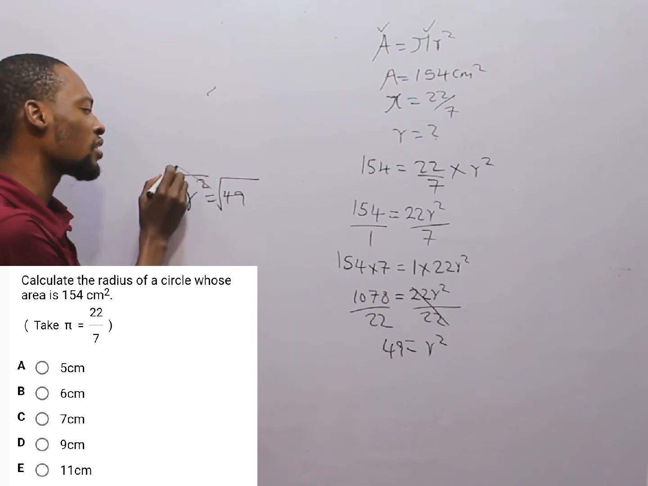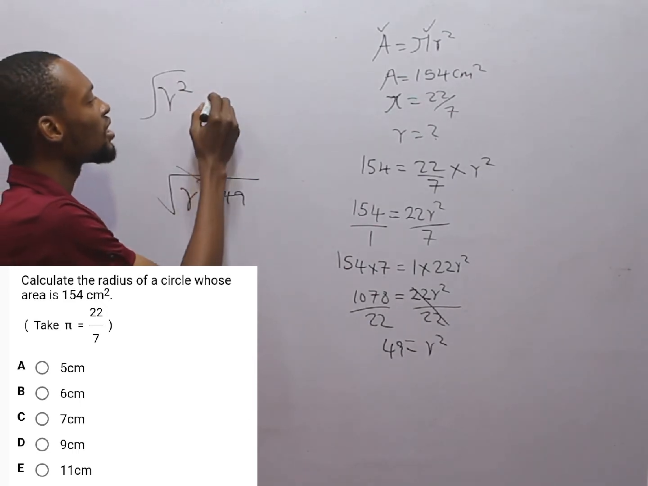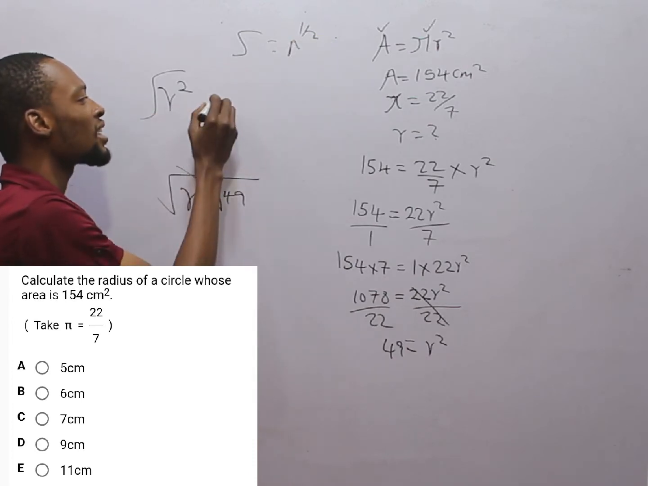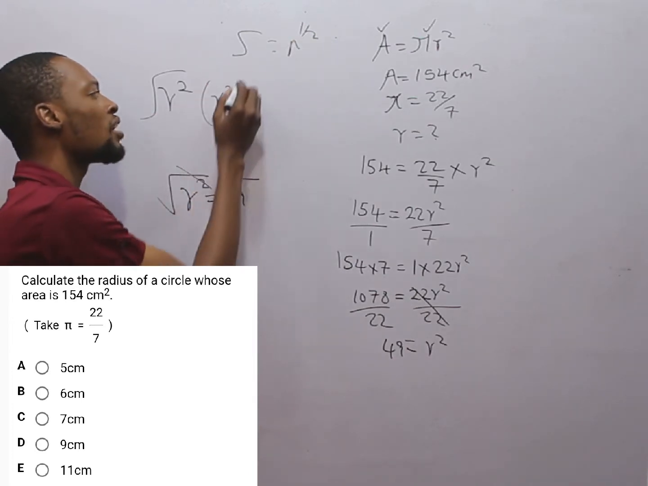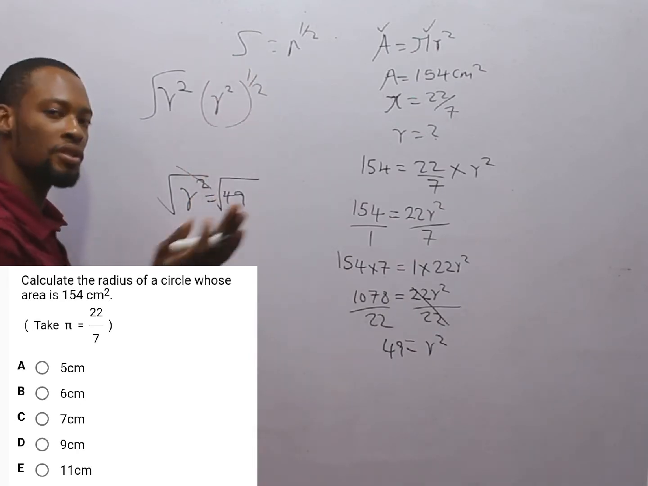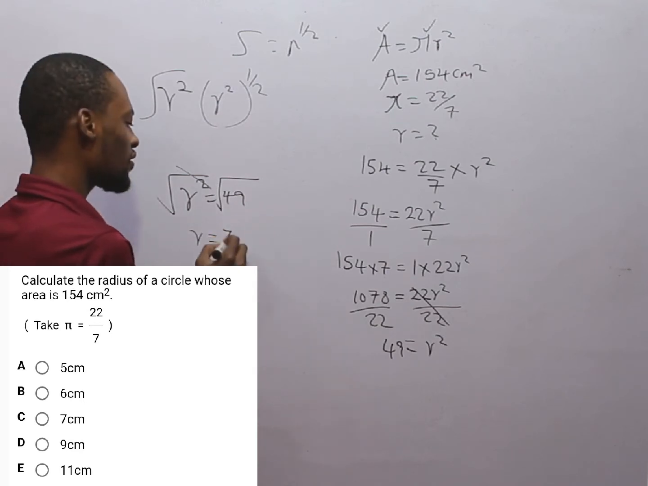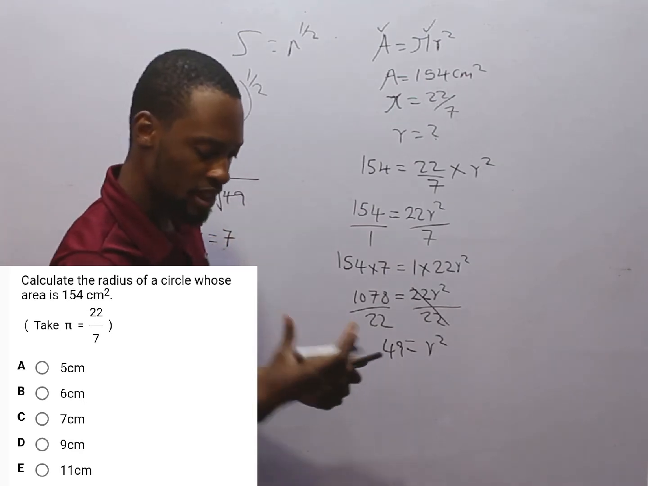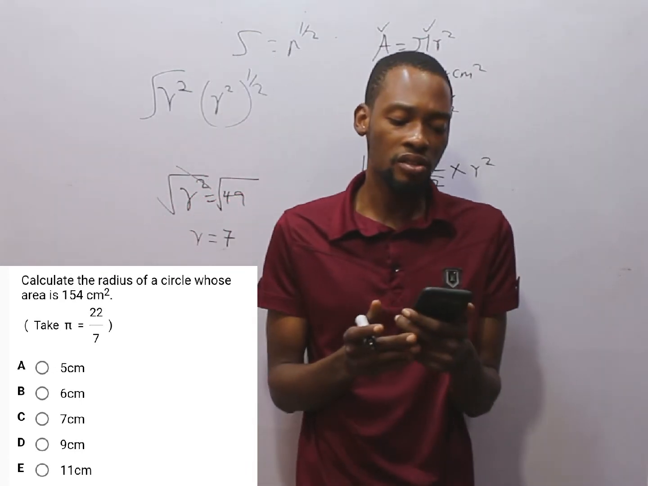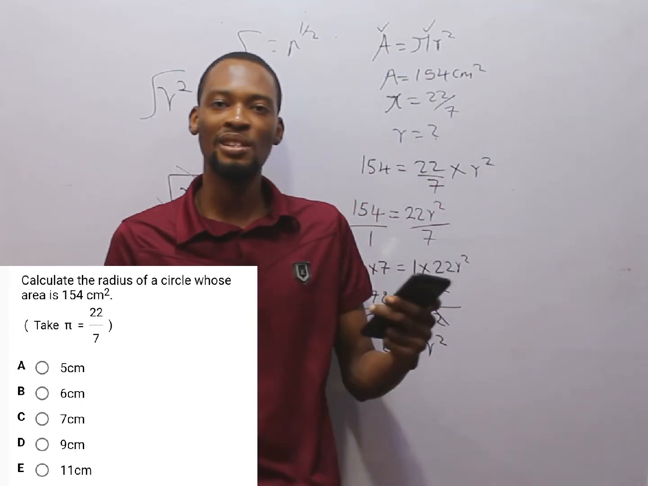Square root, we cancel square. Why? R squared, square root is the same thing as raised to the power of 1 over 2. This is the same thing as r squared raised to the power of 1 over 2. 2 times 1 over 2 is 2 over 2, which is 1. So r remains. The square root of 49 is 7. Why? 7 times 7 is equal to 49. So that gives us the radius of a circle whose area is 154 centimeters squared.